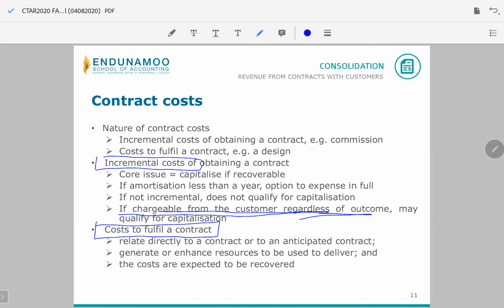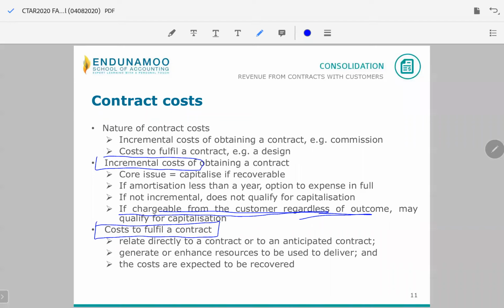Then the cost to fulfill a contract. Now this is when you've won the contract and you are saying that we need to design the machine, we need to design the aircraft. The design usually costs a lot of money. So if we incur that cost, we need to assess it against these three conditions. One, does the design specifically relate to this contract? Yes, because we are manufacturing this particular plane.